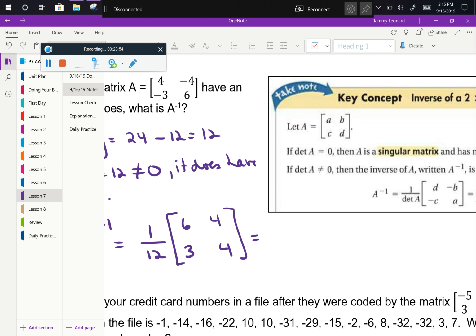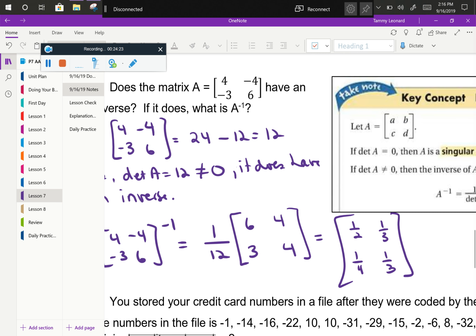Yeah? Okay. Now, I would certainly hope you don't need a calculator to do this. We're just going to do it by hand. But then I'm actually going to show you something cool in your calculator. So first, let's do it. What's 1/12 of 6? 1/2. What's 1/12 of 4? 1/3. What's 1/12 of 3? 1/4. And 1/12 of 4 again? 1/3. So we're going to look at a couple of things once we've written that down.